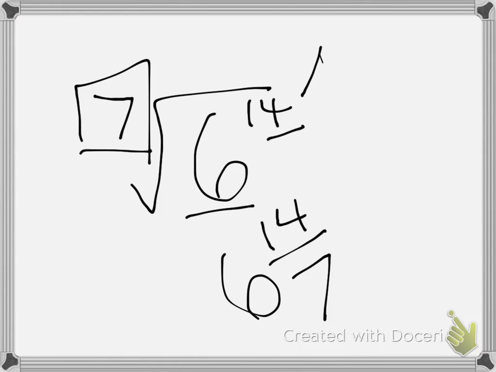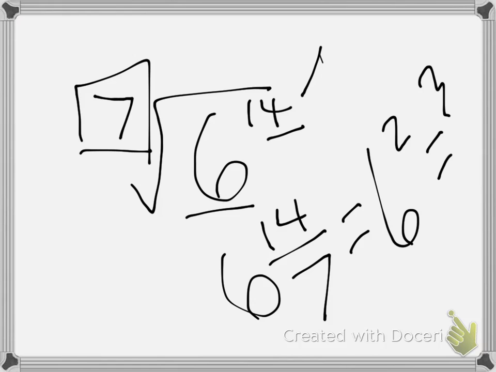So essentially this is what we get. 6 to the 14 over 7. And then that simplifies to 6 squared. And once you get 6 squared, very simple, 6 squared turns into 36, and that's your answer.